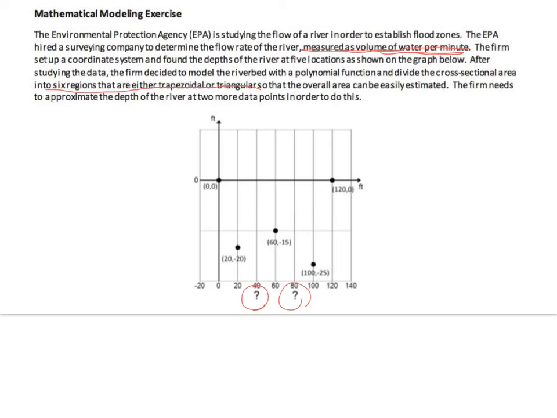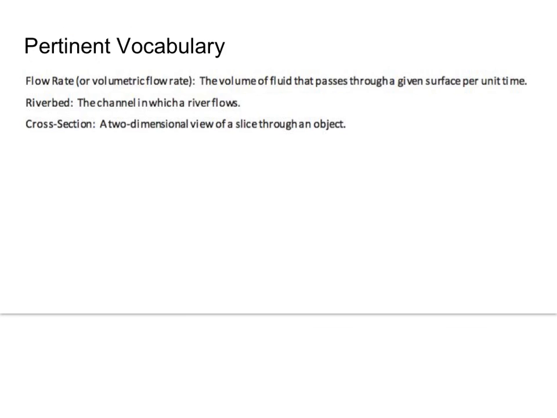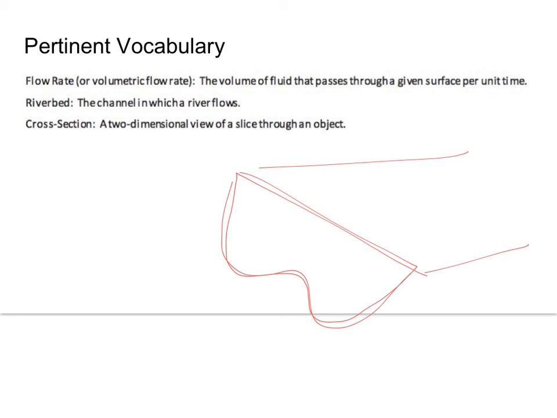My lesson has much more information. So pertinent vocabulary: flow rate, or volumetric flow rate. It's the volume of fluid that passes through a given surface per unit of time. I've got a drawing that I'll show you. We basically see the riverbed. So this would be my surface, and it's the volume of water that flows through that surface per unit of time.